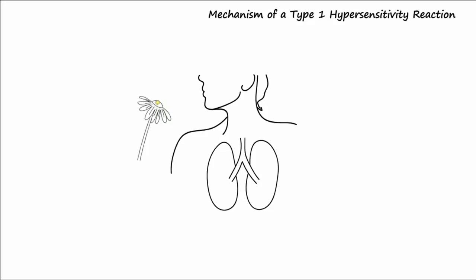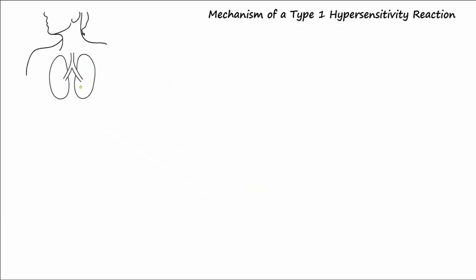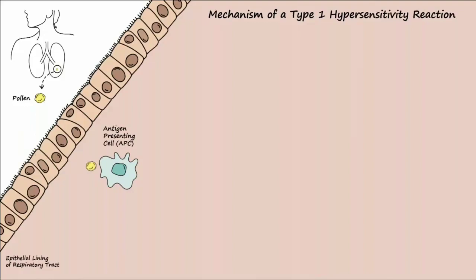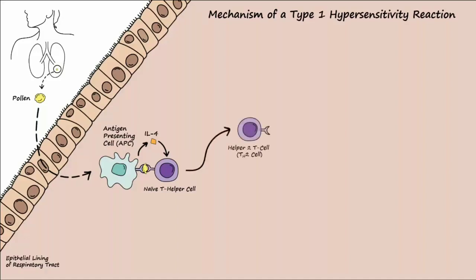The process begins as an allergen, such as pollen, is inhaled into the respiratory system and is processed by an antigen-presenting cell, or APC. The APC presents a portion of the pollen to a naive T helper cell. At this point, the APC also releases the cytokine IL-4 onto the T helper cell, which causes the naive T helper cell to differentiate into a T helper 2 or Th2 cell.